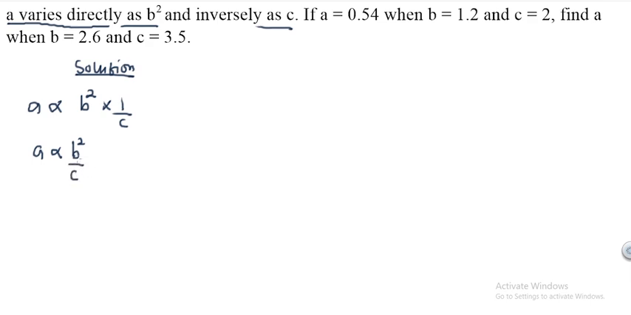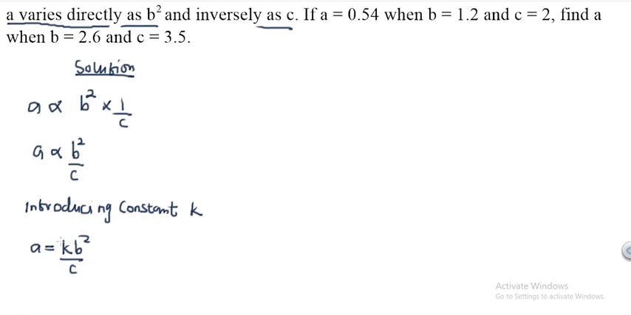Now, once you get the variation, the next thing you want to do is to convert this variation to an equation. How do you do that? You introduce a constant. I could name my constant any letter, but preferably I like to use constant K. So if I'm converting this to an equation, this becomes A is equal to K B squared over C.